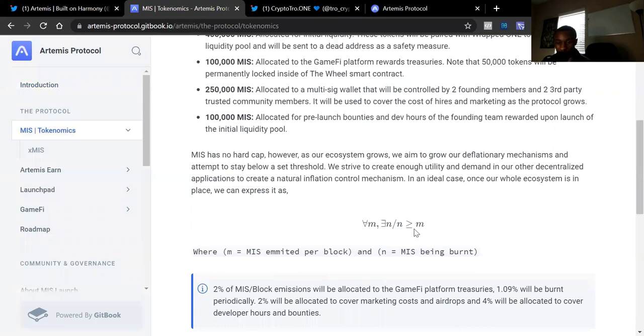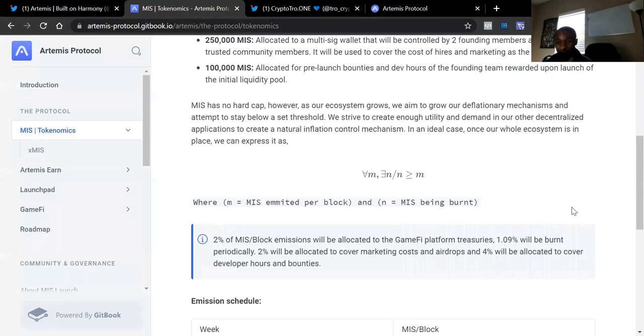And I ain't gonna lie to you, I couldn't even tell you what that is. But okay, say where M equals MIS emitted per block and N equals MIS being burnt. So I'm gonna let y'all figure that out if you want to go more in depth into it. But I know it just said it had no hard cap, and it's not a deal breaker to me.